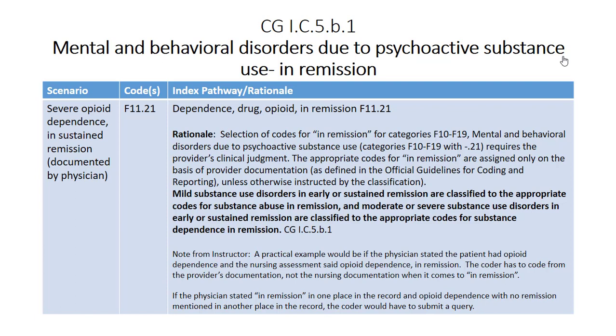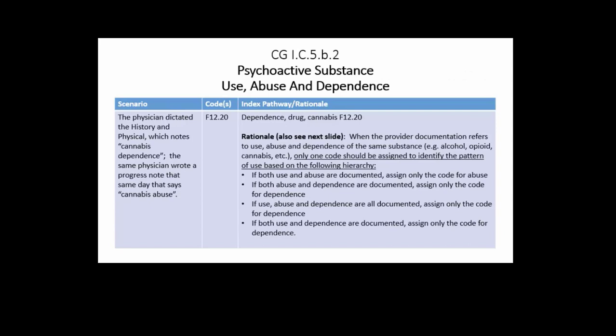This guideline guides the coder when the patient has either a mild substance abuse disorder in early or sustained remission, or the patient has a moderate or severe substance use disorder in early or sustained remission. The guidelines tell us if it's a mild disorder, we're going to classify it to the substance abuse in remission, versus a patient with moderate or severe substance use disorder is going to be classified to substance dependence in remission. So the mild disorder, substance abuse in remission; the more moderate or severe substance use disorder, you're going to code substance dependence in remission.